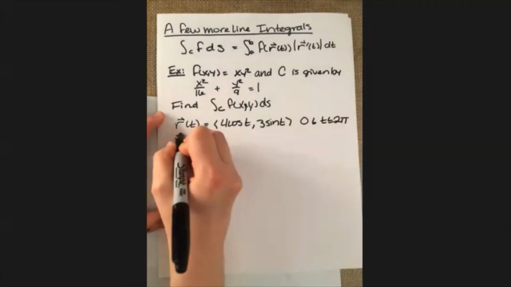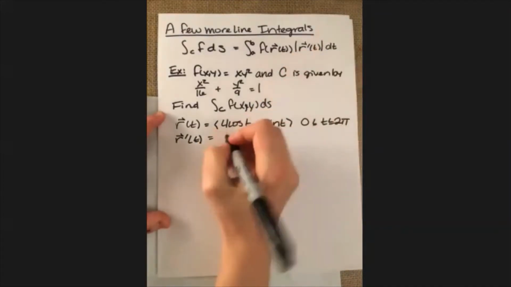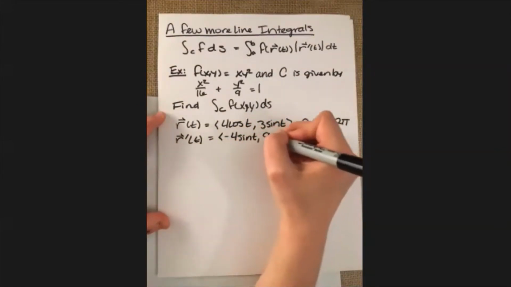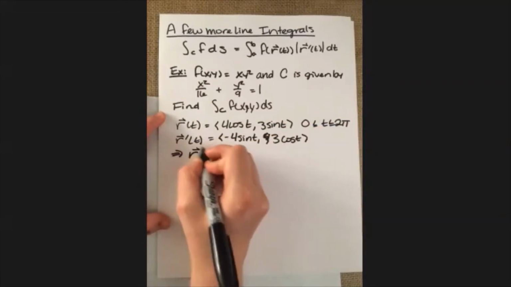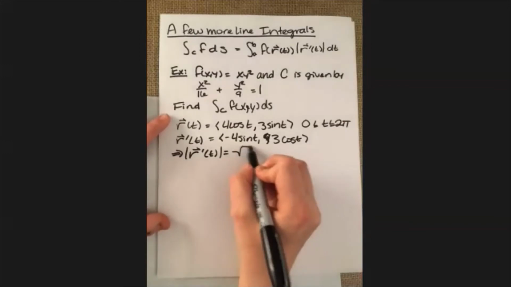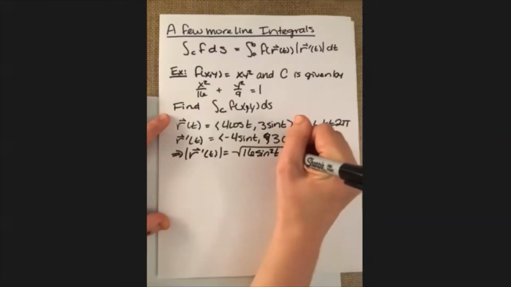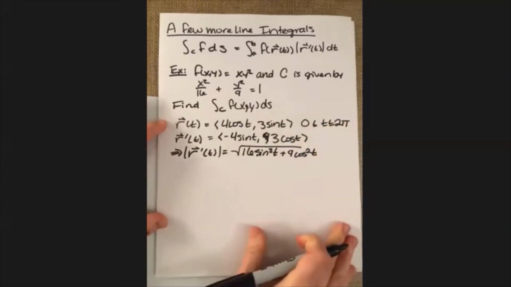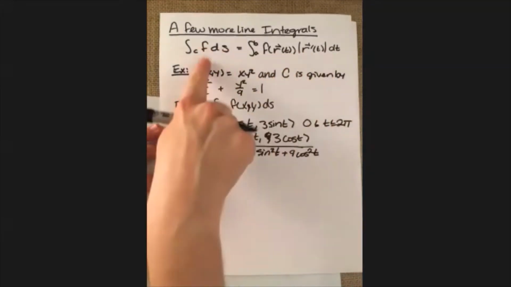The derivative here is going to be equal to the derivative of this guy right here. So we're going to get negative 4 sine of t, and then 3 cosine of t. So then our length is going to be equal to the square root of 16 sine squared t plus 9 cosine squared t. All right, so now all we've got to do is plug in our different pieces into this expression right here, and we'll get the whole integral.